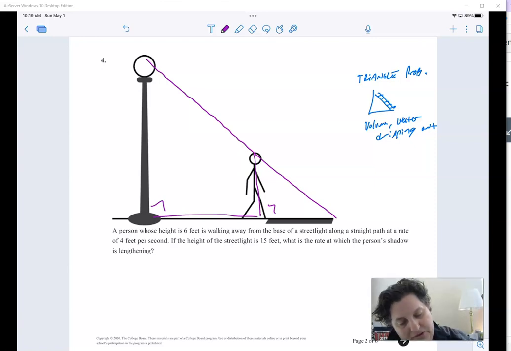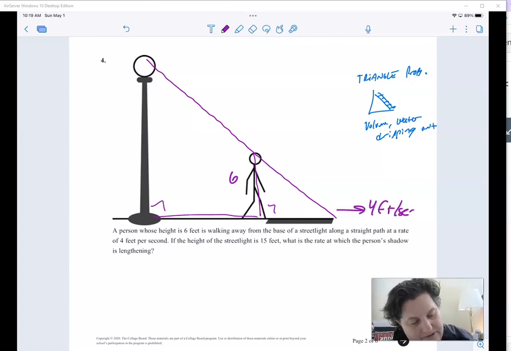A person whose height is 6 is walking away from the base of a streetlight along a path at a rate of, he's going this way, 4 feet per second. The height of the streetlight is 15. What is the rate at which the shadow is lengthening?